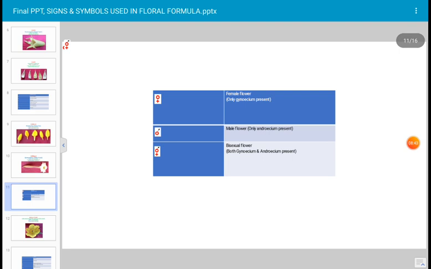Next slide. In the symbols, the female flower is represented like this as shown in the photograph, the male flower is shown like this, and the bisexual flower is represented like this as shown in the figure.